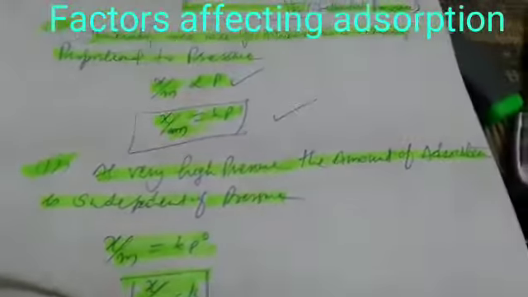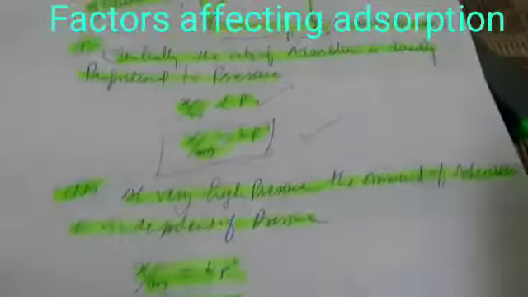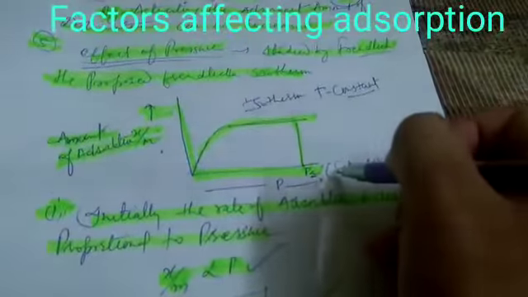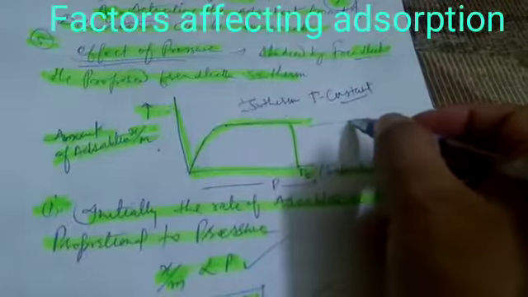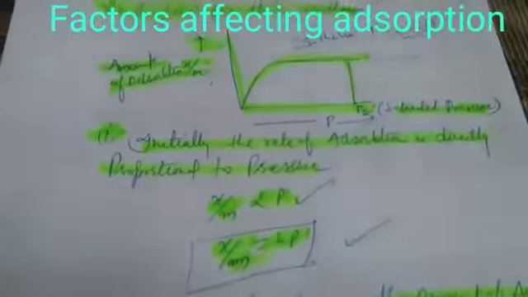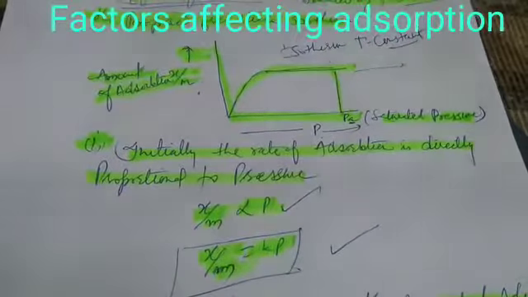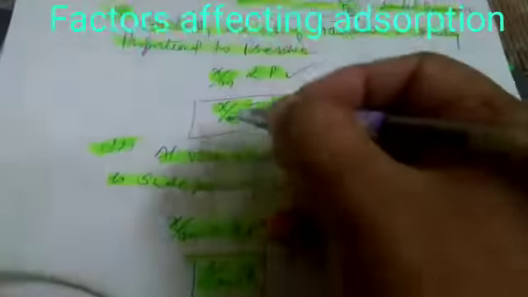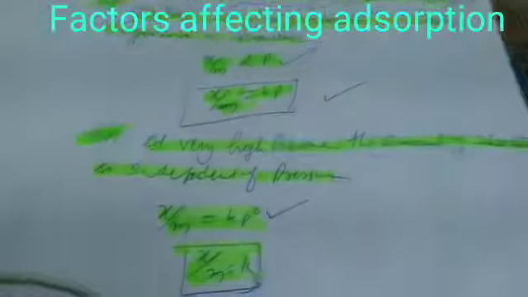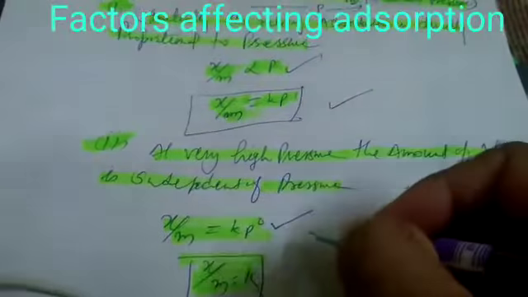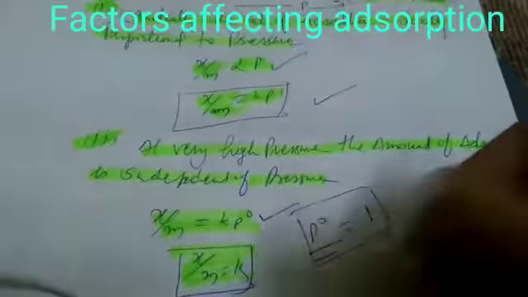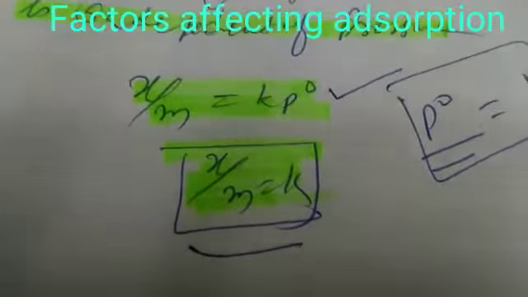At very high pressure, the amount of adsorption is independent of pressure. You can see here, at very high pressure we are increasing the pressure, but the amount of adsorption is constant. So at this place the amount of adsorption is independent of pressure. So x upon m equal to k P to the power 0, and any digit which has exponent 0, its value will be 1. So x upon m equal to k. So at very high pressure the amount of adsorption remains constant.